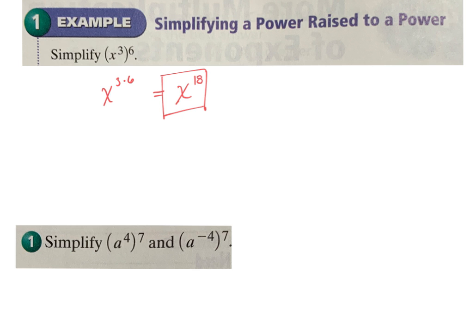For the first one, you have a to the 4th raised to the 7th. So you would say a to the 4 times 7, which is a to the 28th. The next one looks similar, but it's a little different. You have a negative in there. So we have a to the negative 4 times 7, a to the negative 28th. You do not want to leave a negative in your exponent, so you're going to put that in the denominator position, 1 over a to the 28th.